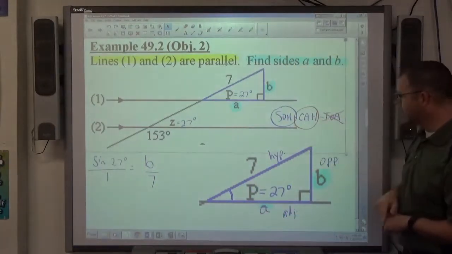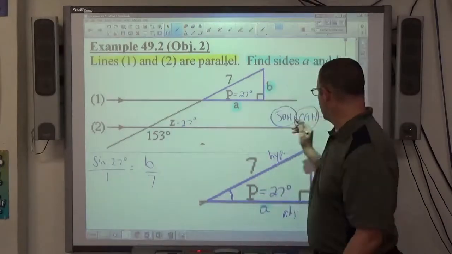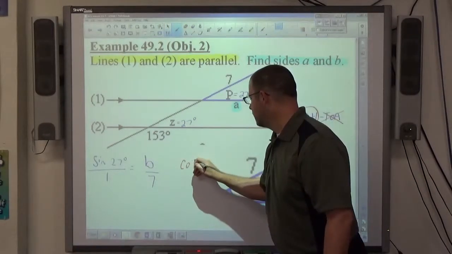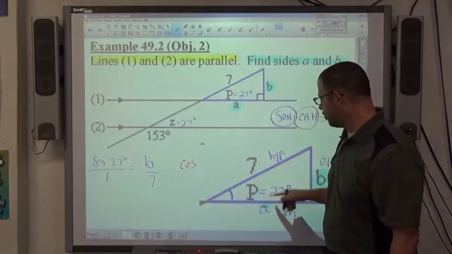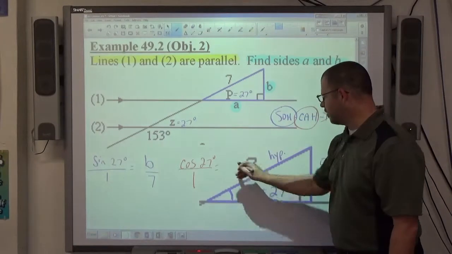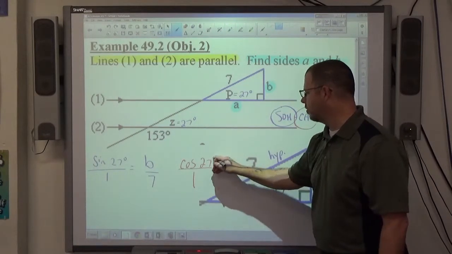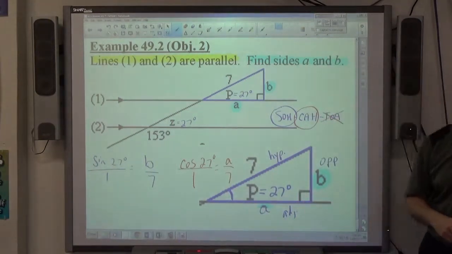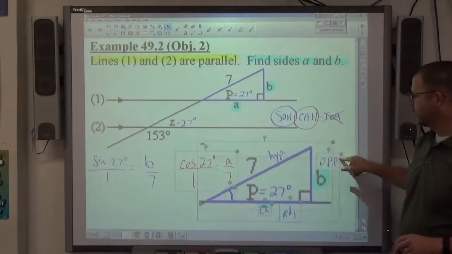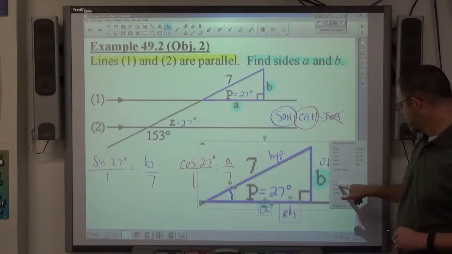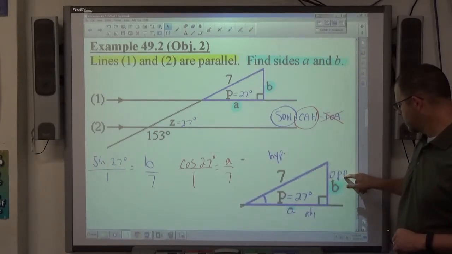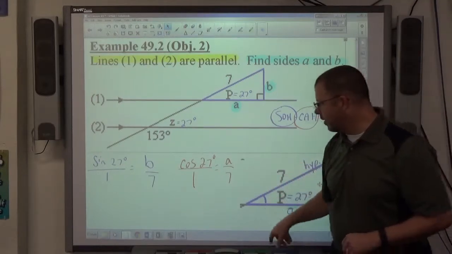I'm going to do cosine in red here. And again, good trigonometry, CAH is cosine of the angle measure, which is 27 degrees. So put that over 1. Equals the adjacent measure A over the hypotenuse. All you're doing is creating proportions out of this thing. So all we've got to do now is solve the proportions.